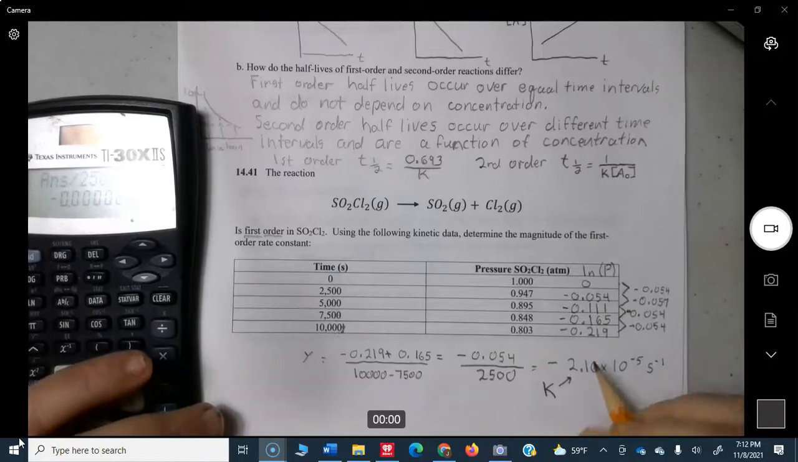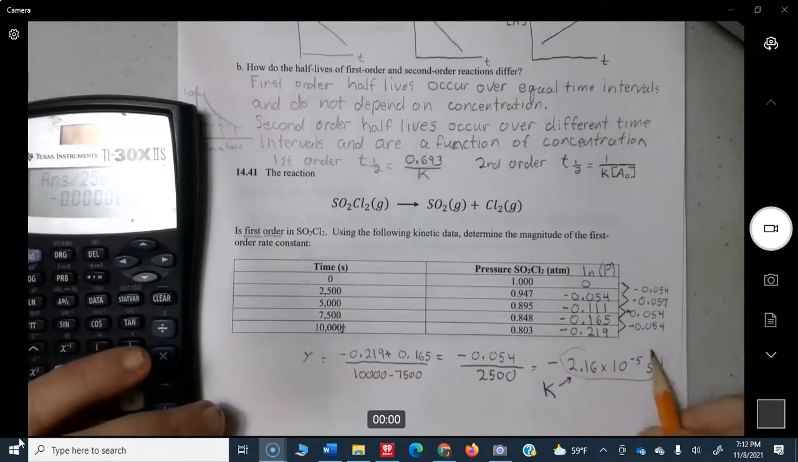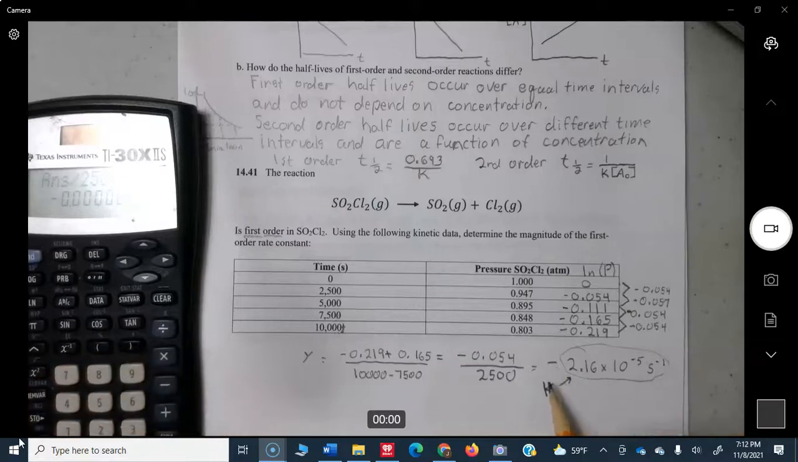Okay, the rate constant is the positive part. The slope is negative because it just is. That's the way it is with the first order, but the actual rate constant is the positive portion. 2.16 times 10 to the negative 5, 1 over seconds.